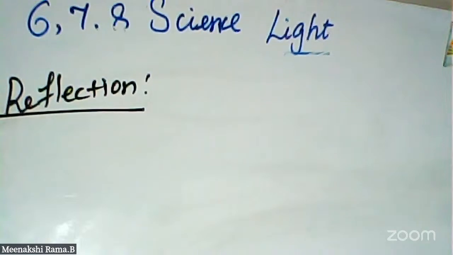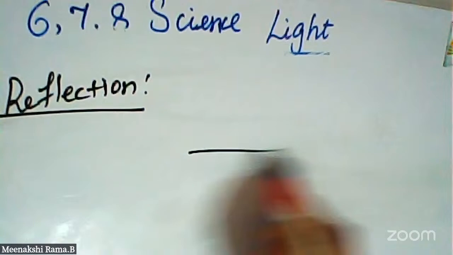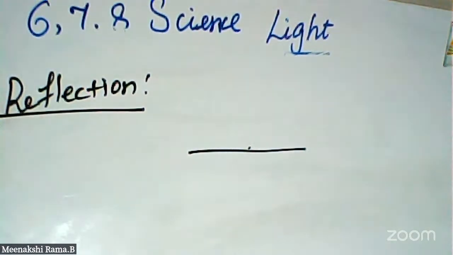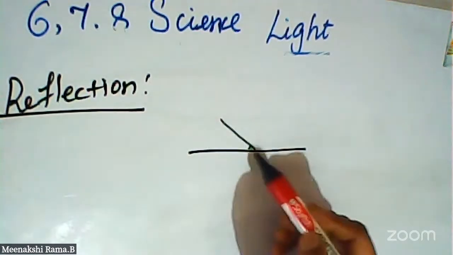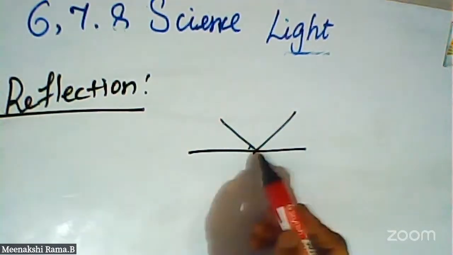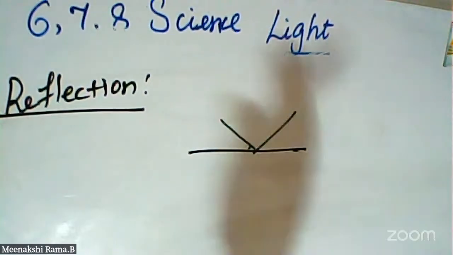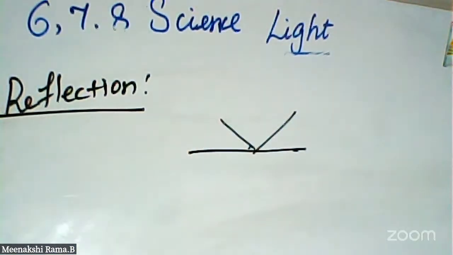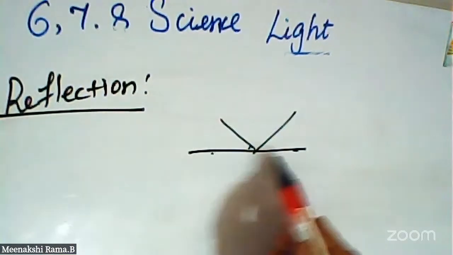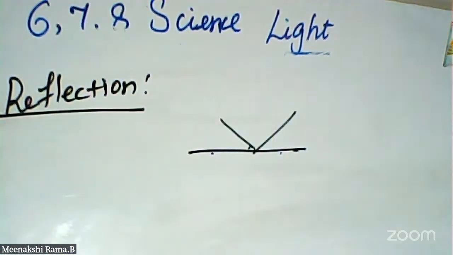The bouncing back of the light rays that fall on a smooth, shiny surface: when the light is passed on this area, it will definitely be reflected. The bouncing back of light rays falling on a smooth and shiny surface. Reflection occurs only on a smooth and shiny surface.